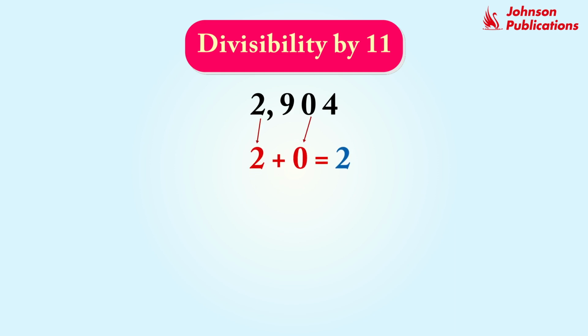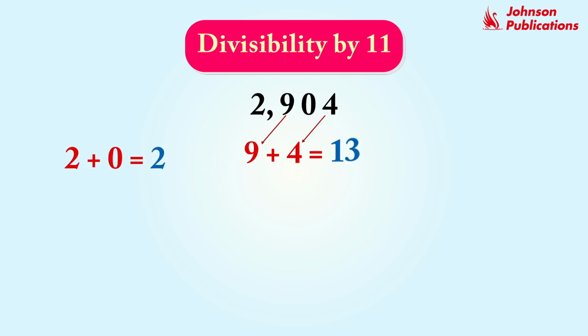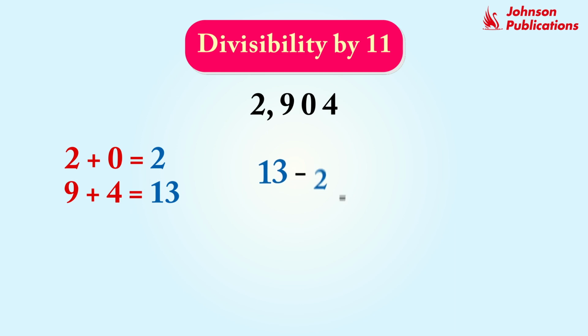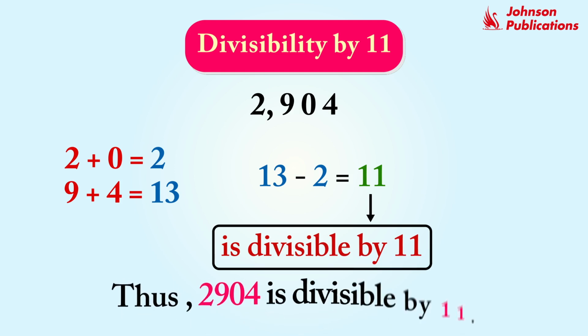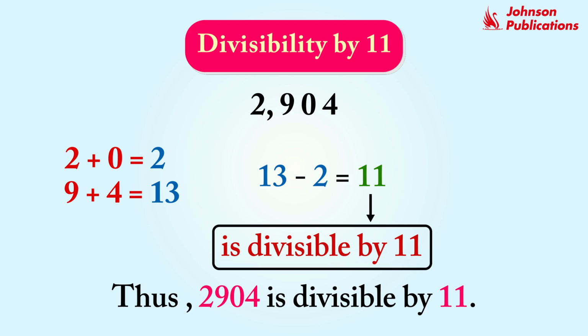We add the first set of alternate numbers 2 and 0, which gives 2. Then we add the second set of alternate numbers 9 and 4, which gives 13. If we subtract these two numbers, we get 11. Since 11 is divisible by 11, the number 2904 is divisible by 11.